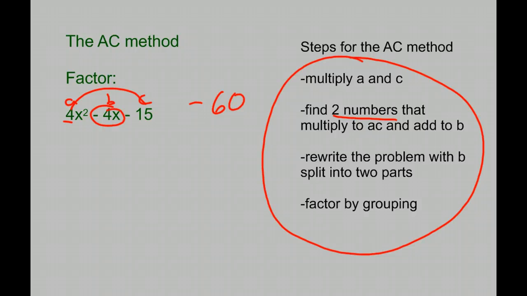Those two numbers are 10 and 6, where the 10 has to be negative, because negative 10 times 6 would be negative 60. Negative 10 plus 6 is negative 4. This is not as nice as trinomial factoring. I'm not just done now. I have to use these two values, negative 10 and 6, to rewrite the expression.